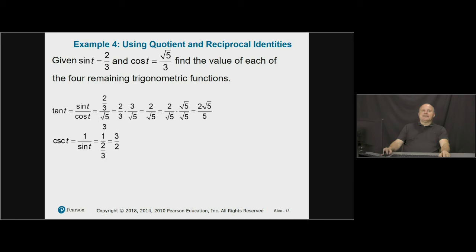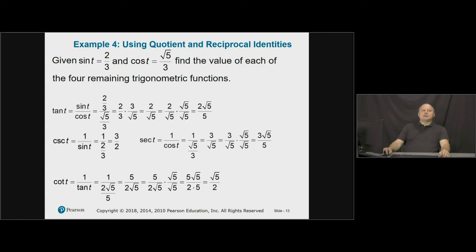Now cosecant of t is 1 over the sine because that's one of my reciprocal ones. And sine of t was given to be 2/3. So it's 1 divided by 2/3, invert and multiply. It's 3/2. So I've got 4. I was given 2. I found 2 more, so I've got 2 more to go. Now secant of t is 1 over cosine. And cosine is square root of 5 over 3. That was given. Invert and multiply, rationalizing the denominator. You get 3 root 5 over 5.